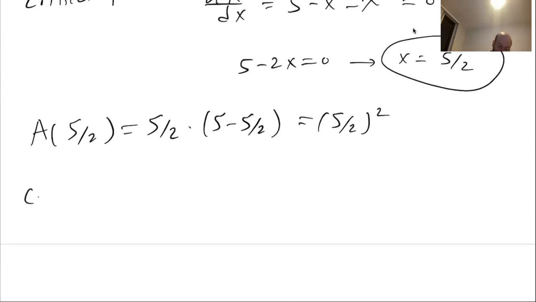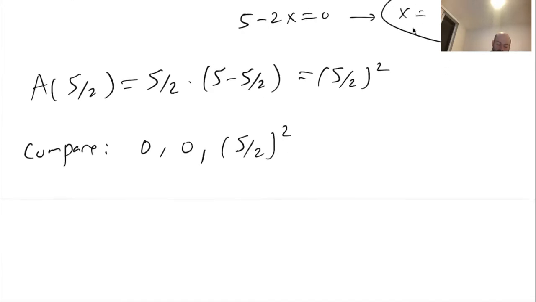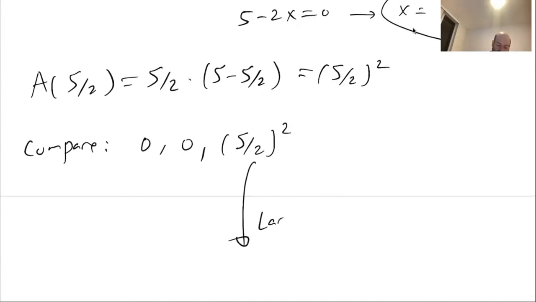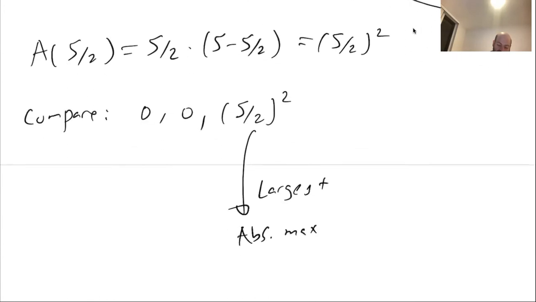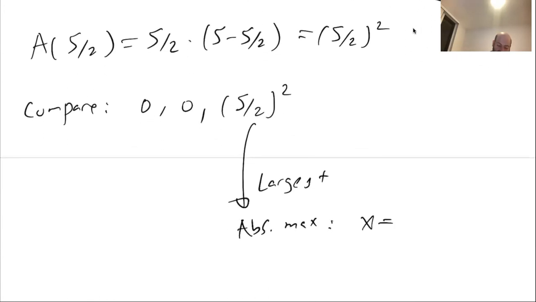Now if I compare the outputs that I have here, 0, 0, 5 over 2 the whole squared. Which one is the largest one? Obviously this one is the largest one. And this means this gives me the absolute max. Absolute max would be the output, and the corresponding input is x equals 5 over 2. So x is 5 over 2.